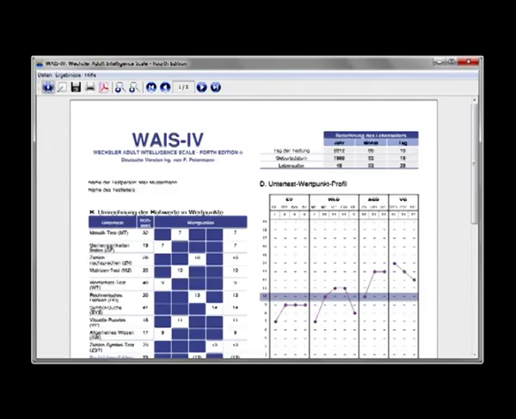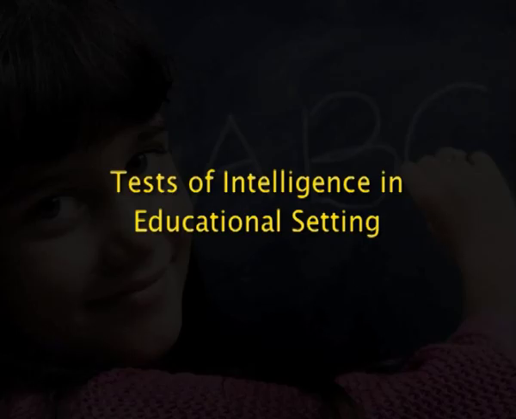Intelligence tests are the more commonly administered type and include the Stanford-Binet and the Wechsler scales. The most commonly administered IQ test is called the Wechsler Adult Intelligence Scale, 4th edition. The WAIS-4 is divided into 4 major scales to arrive at what is called full-scale IQ. Tests of intelligence in educational settings.